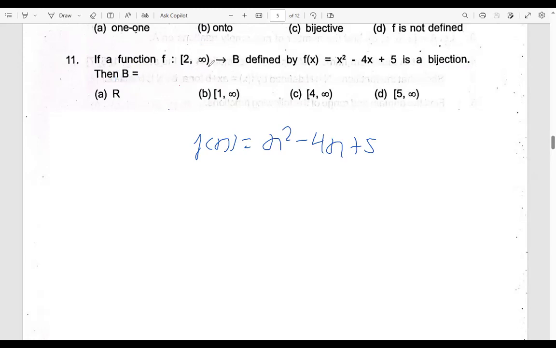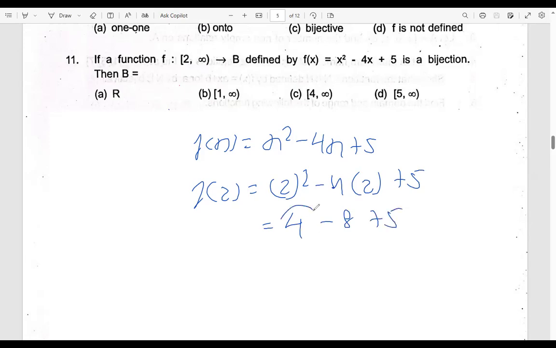That means we can figure out that if the domain is this, then what is the range? We can find it by placing the lowest value, which is 2. So f(2) is 2² − 4 times 2 + 5. So this is 4 − 8 + 5. 4 plus 5 is 9, 9 minus 8 is 1. So that means 1, and if I place infinity over here, obviously we are going to get infinity only. So 1 to infinity should be the correct answer.